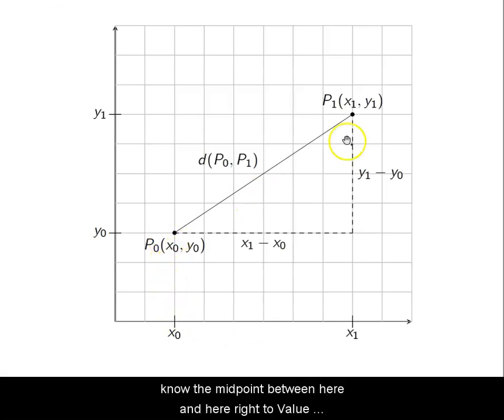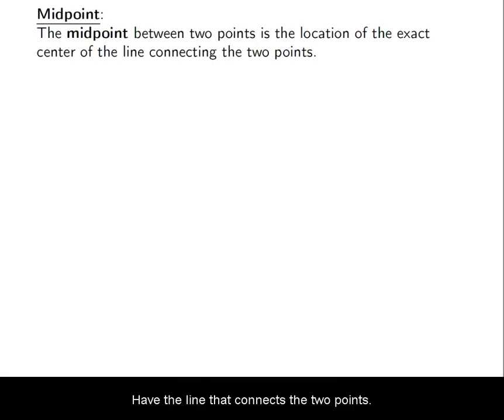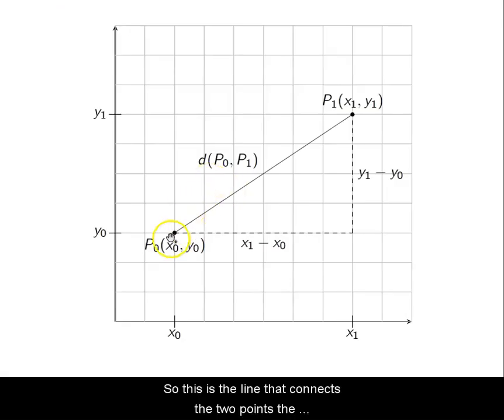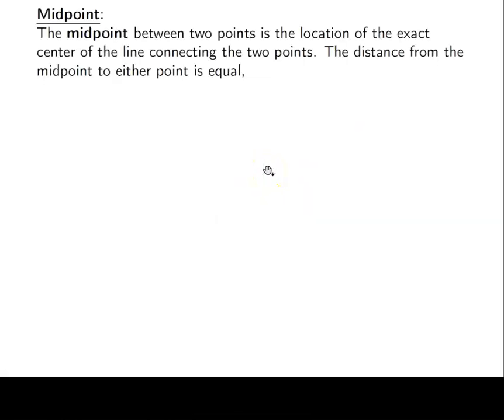Go through this whole animation one more time. So midpoint, okay? If I want to know the midpoint between here and here, the value right in the middle, I can do that. The midpoint between 2 points is the location of the exact center of the line that connects the 2 points. Okay, so this is the line that connects the 2 points. The exact center of this line is the midpoint between them.